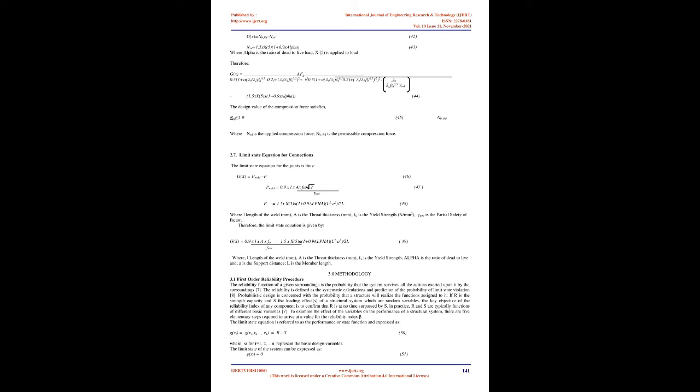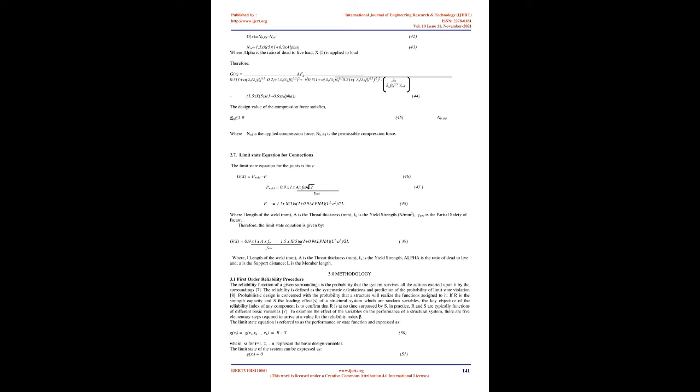3.0 Methodology. 3.1 First order reliability procedure. The reliability function of a given surroundings is the probability that the system survives all the actions exerted upon it by the surroundings. The reliability is defined as the systematic calculations and prediction of the probability of limit state violation. Probabilistic design is concerned with the probability that a structure will realize the functions assigned to it.